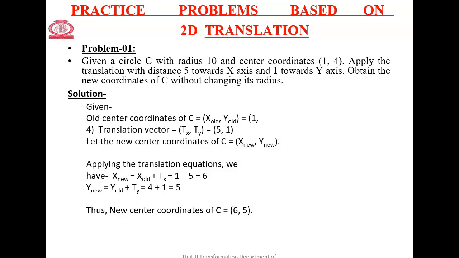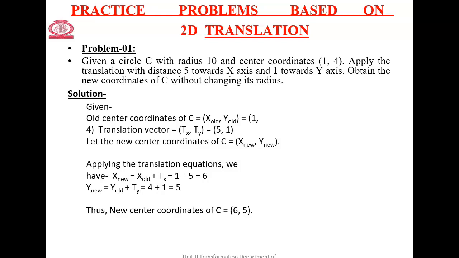Now, as we need to translate the circle, we need not change the shape of the circle. We just have to change the position of the circle. So the radius remains the same, but only the coordinates will change. But how are the coordinates to be translated? The translation vector, or the shift vector, is already given. So distance 5 towards x-axis. So we can consider tx as 5, whereas we can consider ty as 1.